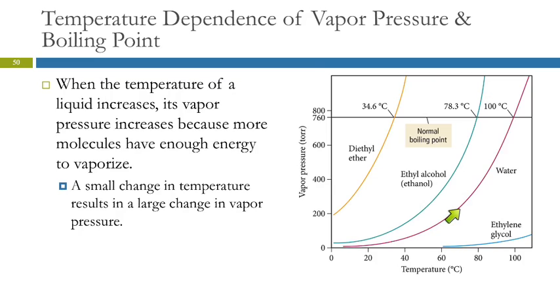Because what's happening as we increase the temperature? The rate of evaporation becomes larger. It evaporates more quickly. And so the rate of evaporation ultimately determines the rate of condensation at equilibrium. So we get higher and higher vapor pressure. With a small change in temperature, we can get a large change in vapor pressure. You'll see all of these go up, but the curves are different.